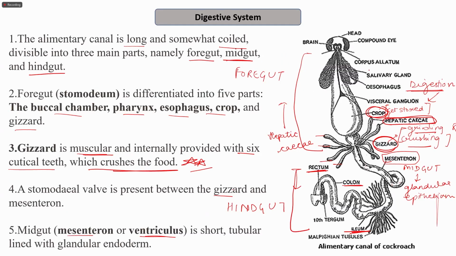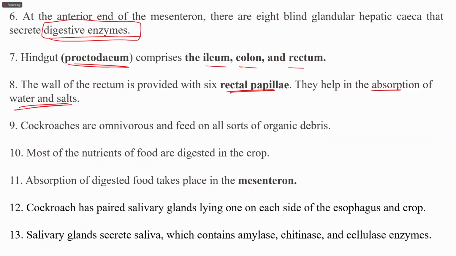The salivary glands are bilobed. We can see in the figure that the salivary glands consist of two lobes. They secrete digestive enzymes, which also assist in the digestion of the food when the food is passing through the pharynx. Cockroaches, as we discussed, are omnivores and feed on all sorts of organic debris.